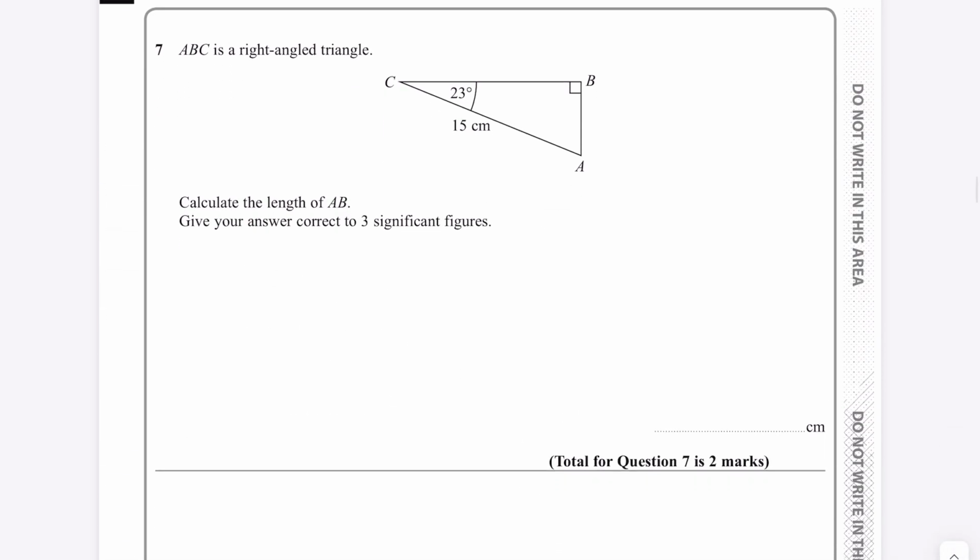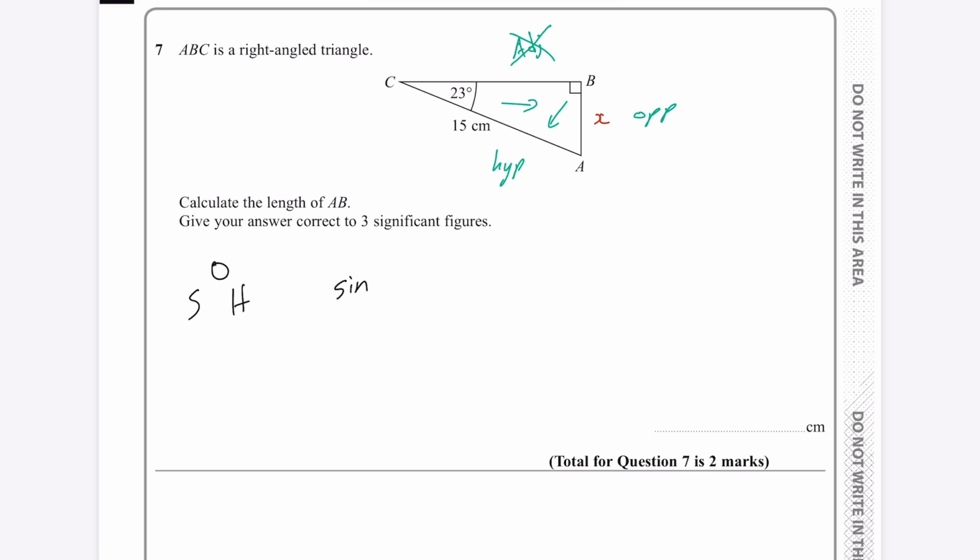ABC is a right-angled triangle. Calculate the length of AB. Okay, let's label the side X that we want to find. Give your answer to 3 significant figures. Okay, so you can see it's a right-angled triangle, so we can use SOHCAHTOA here. So if I label that, that is the opposite, that is the hypotenuse, and this is the adjacent. Now in this case, we don't know anything about this side, so we can cross that out. We can't cross the opposite out because that's what we're trying to find. And on the hypotenuse, we know it's 15.